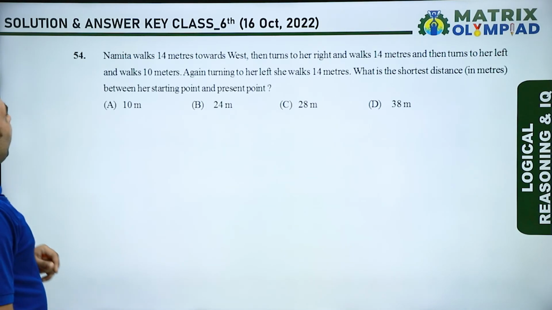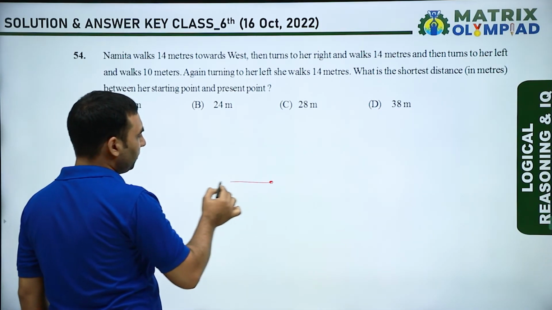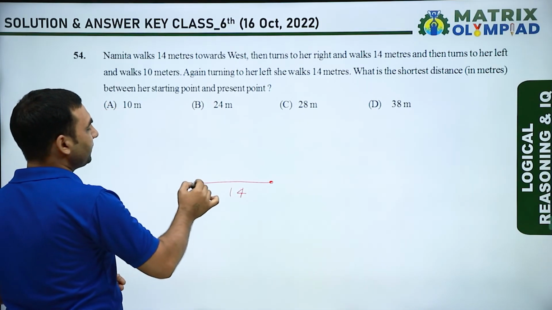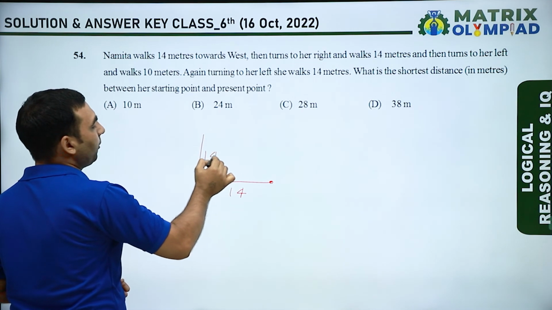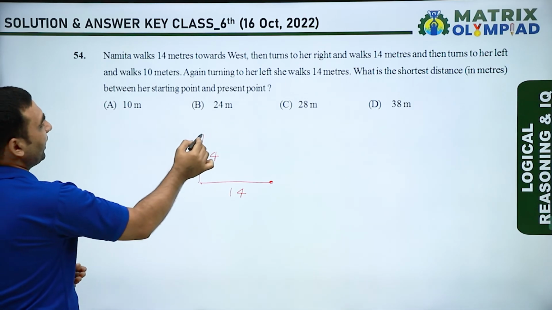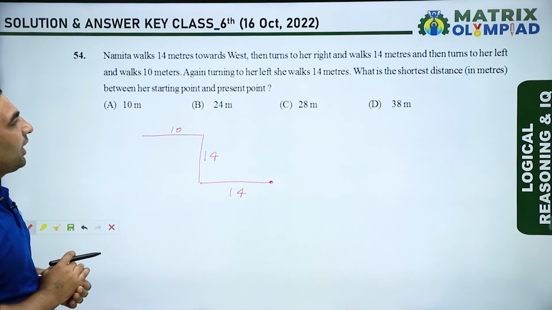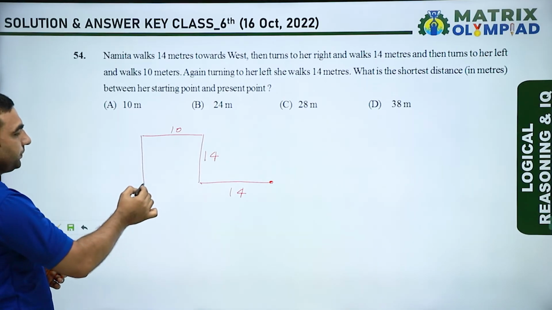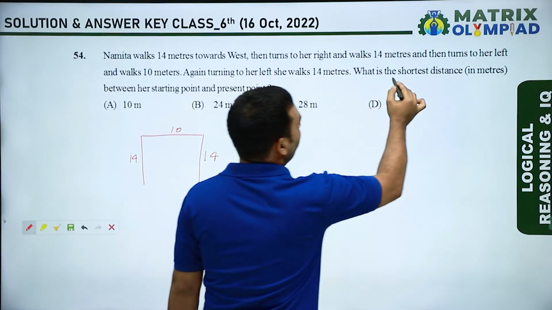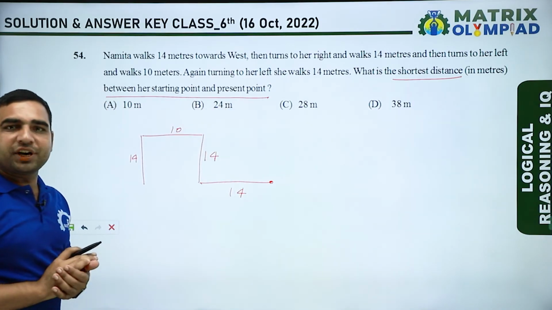Next question is, Namita walks 14 meters towards west, then turns her right and walks 14 meters. Then turns to her left and walks 10 meters. Again turning her left, she walks 14 meters. What is the shortest distance in meters between her starting point and present point?